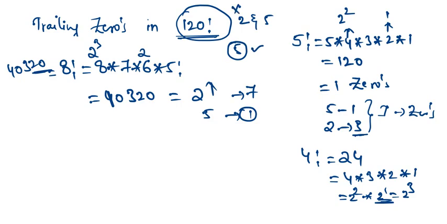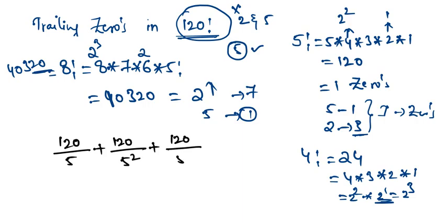Okay. To find the zeros in 120 factorial, just look here. It can be written as 120 by 5 plus 120 by 5 square. Next, 120 by 5 cube, and so we can write till the end, but the numerator should be more than the denominator. 120 by 5 cube is not possible. Why? Because 5 cube will be equal to 125, so it is not possible.